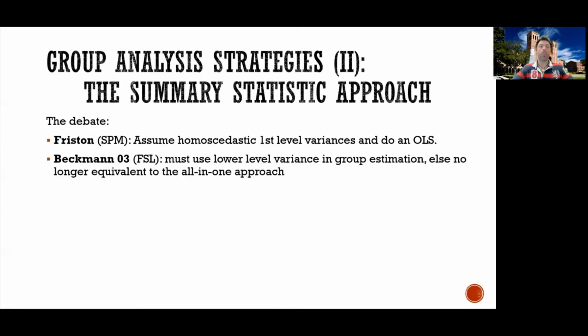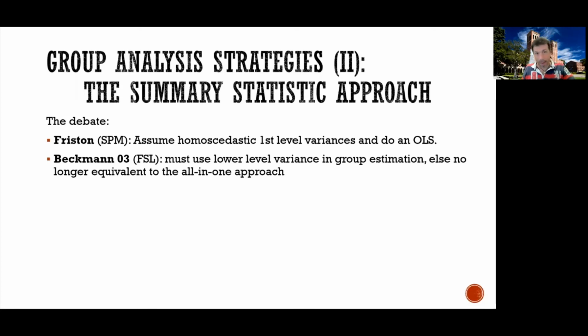However, a few years later, Beckman and colleagues, in a wonderful paper, showed that actually the summary statistic approach with only the between subjects variance is not equivalent to the all-in-one approach. So you're doing something that is not equivalent to the approach that we wish we could do, but it's just computationally too crazy, the all-in-one approach, and also very inefficient.